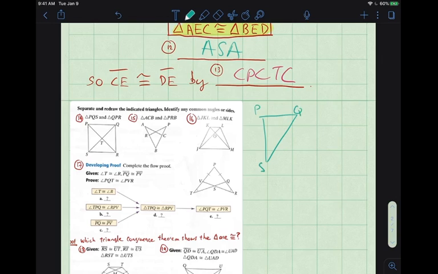Q, PR. Q, P, and R. This thing is the common side. Segment PQ, common. And that's all for these two triangles.